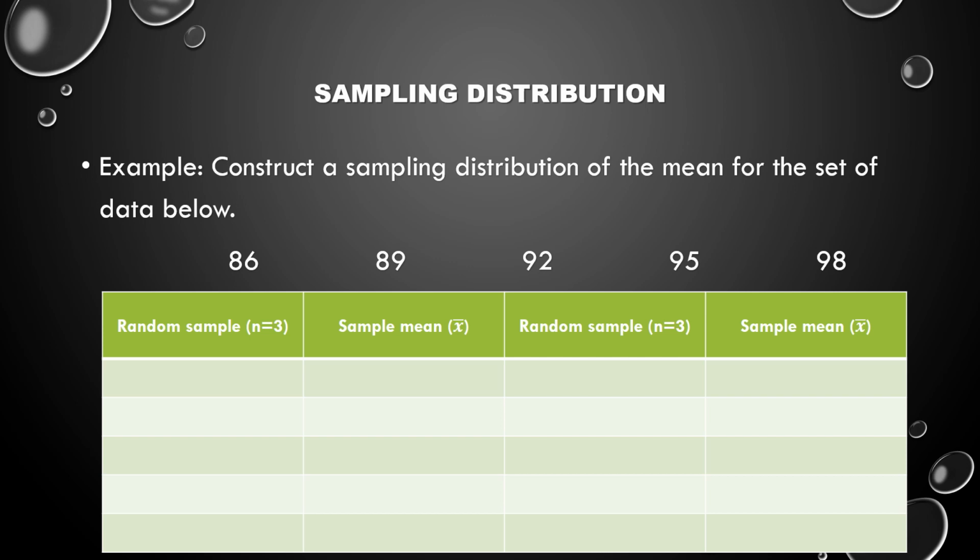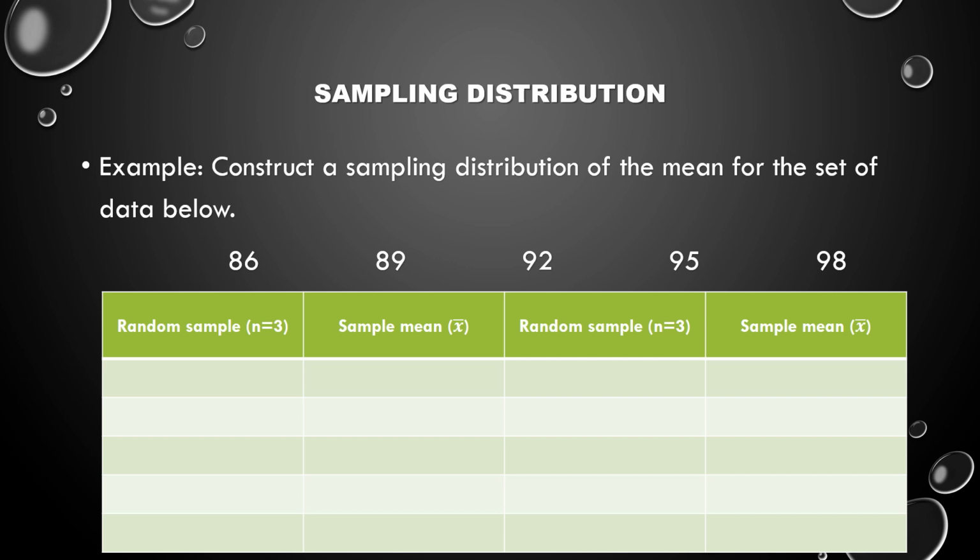Okay, we're doing step number 2. Step number 2 is for us to construct a sampling distribution. We are going to get the possible combinations of your sample, wherein the sample size is equal to 3, based on what the researcher is setting. So let's have that one here.